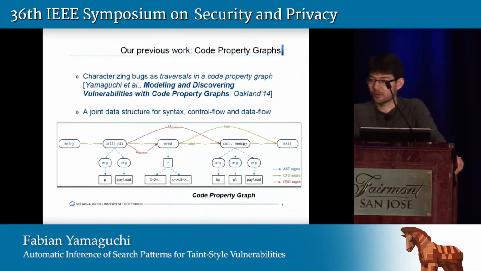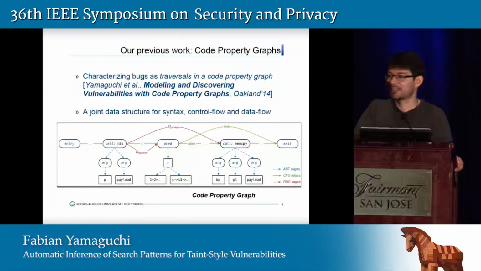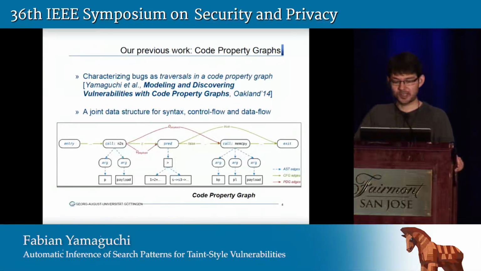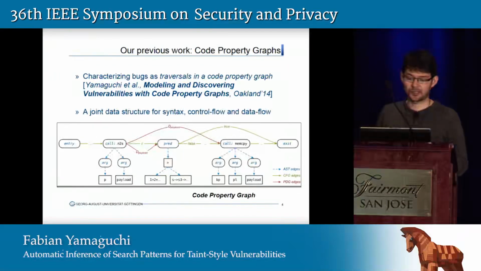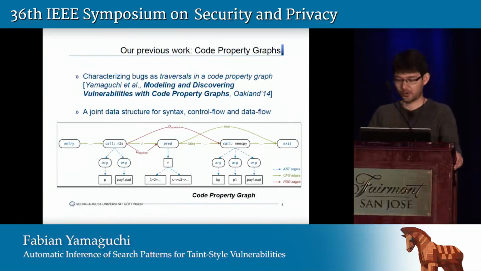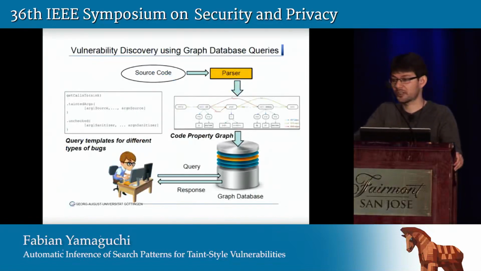In our previous work at last year's conference, we presented an approach to identify different kinds of bugs, including taint-style vulnerabilities in particular. We presented a joint data structure that we call the code property graph, and it exposes syntax, control flow, and also data flow. The idea is to characterize bugs as traversals in this graph, so to do graph matching to find bugs. We took this code property graph and put it into a graph database. Then we formulated different kinds of templates for different bugs that you could fill out to find vulnerabilities in specific code bases.